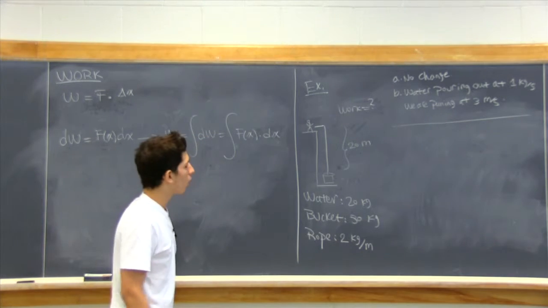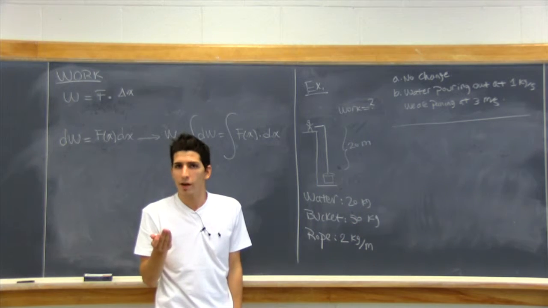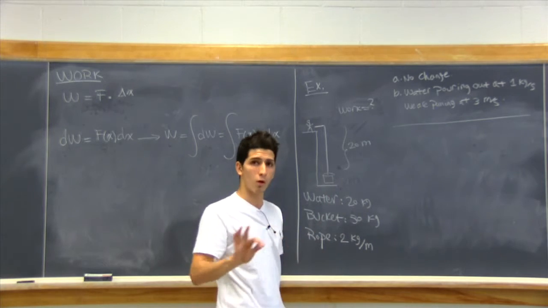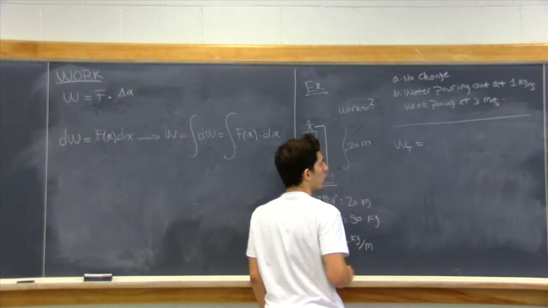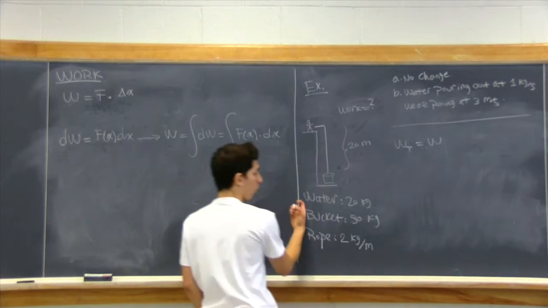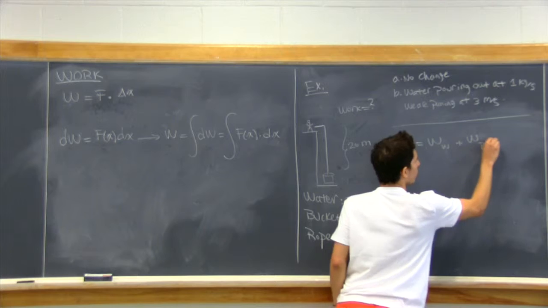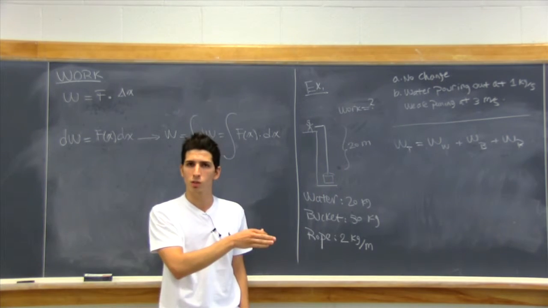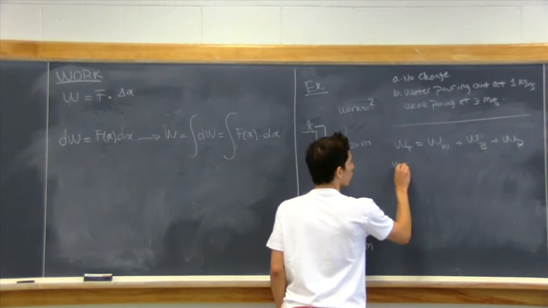Okay? All right, so we don't know off the top of our head. So what we're going to do is break up the problem into smaller problems. We're going to say the total work is just the work done on the water plus the work done on the bucket plus the work done on the rope. And then we're going to do these individually and then add them all up. Okay? So what is the work done on the water?